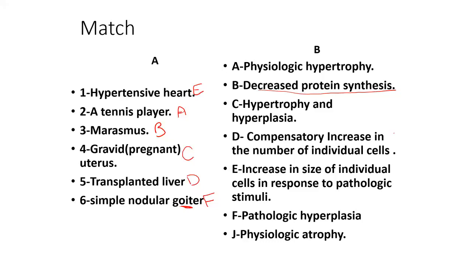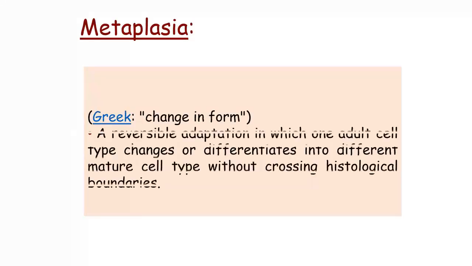The last item in adaptation is metaplasia. What is metaplasia? It is the change in form. What do you mean by change in form? It is a reversible adaptation in which one adult cell type changes or differentiates into a different mature cell type without crossing histological boundaries. What do you mean by that?